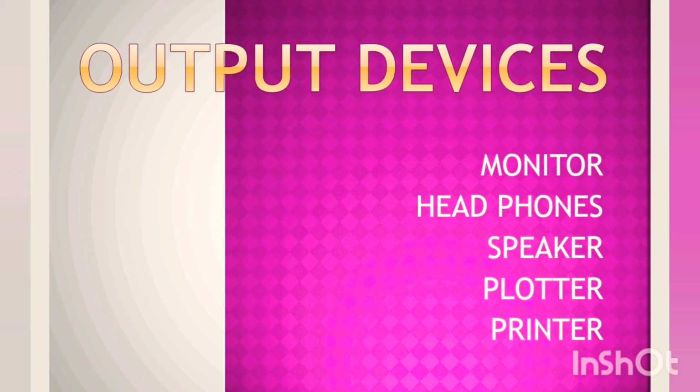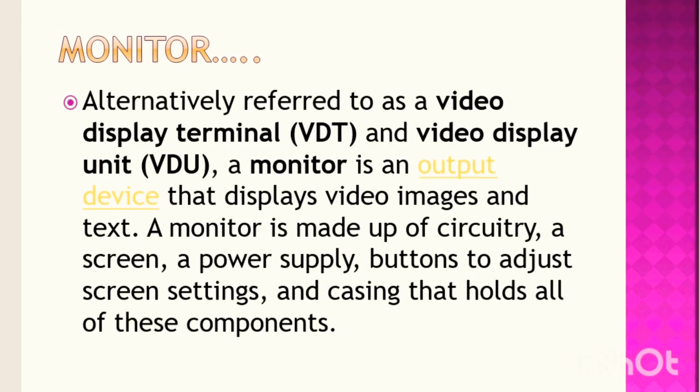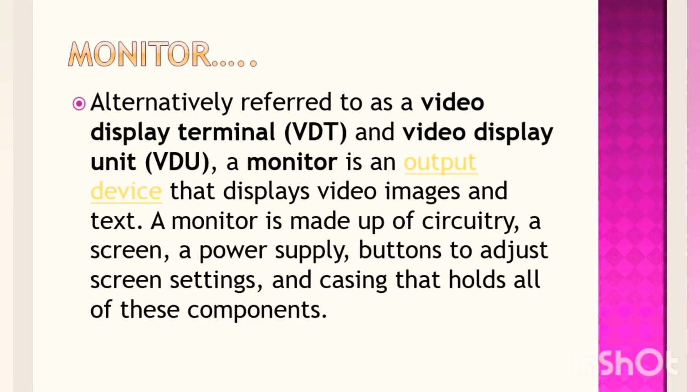First output device, monitor. Everybody knows what a monitor is. It is one of the output devices. It displays videos, text, etc. We are seeing the output through this monitor. This monitor helps to show the information in a pictorial form, in picture form. A monitor is also called a screen or a visual display unit.